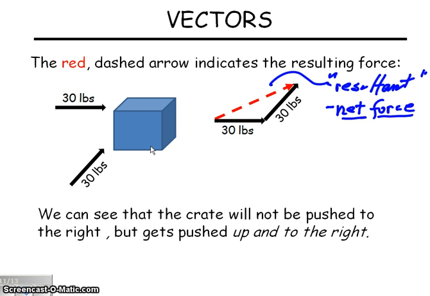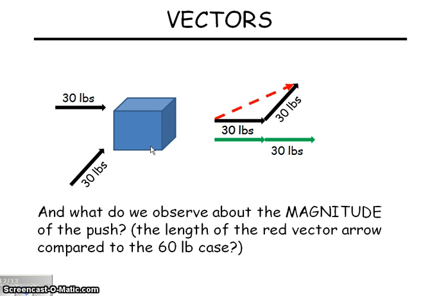And in fact, let's compare that to our previous example. What do we observe? Compare the length of the red arrow. I know it's at an angle, but compare the length of the red arrow to the length of the green combined arrows. And what do you notice? You should notice that even though it's up at an angle, it's a little bit shorter than the green arrow. So you're not putting quite 60 pounds of effort into moving the box anymore. Some of that effort has gone into changing the object's direction.